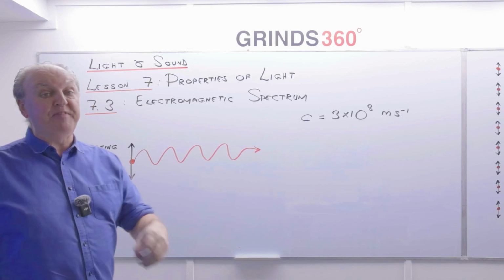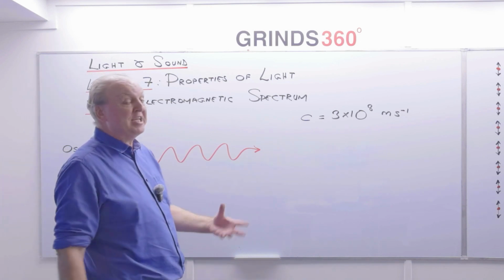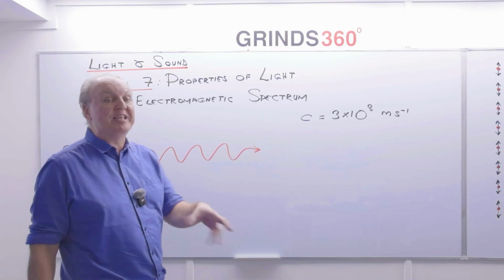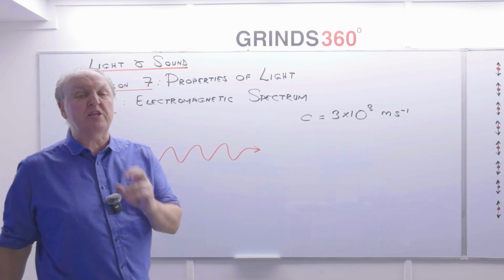Now, it could be a light wave that you see, that's visible to us, or it could be a light wave that you can't see, invisible, like X-rays you can't see, radio waves you can't see. It's only the colours of the spectrum that you can see.